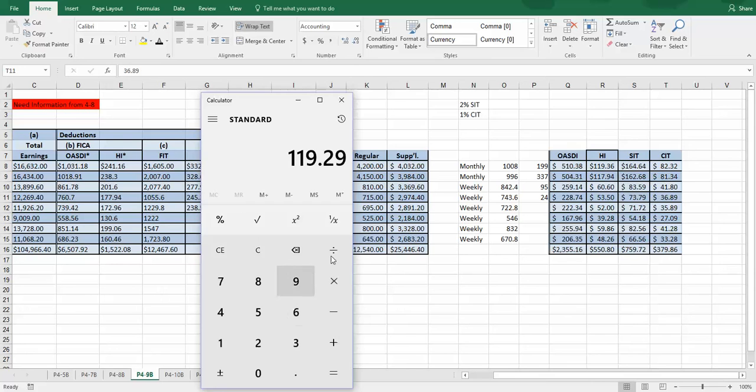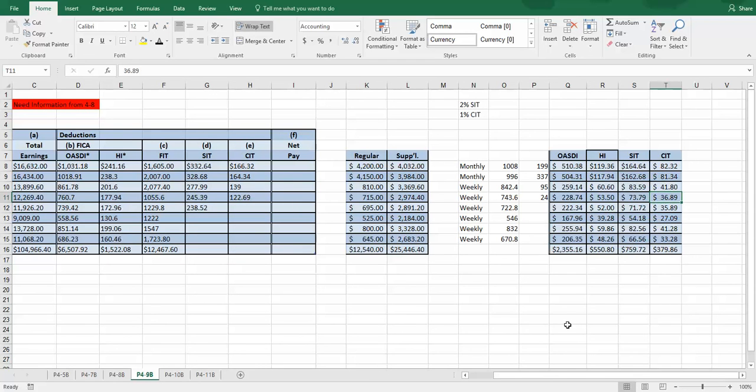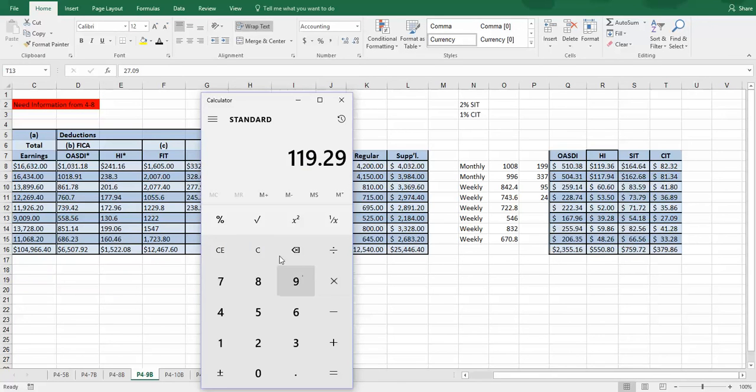Up there it is. The city income tax should actually be $35.86. So let's take 695 times 1% times 12 plus 35.86, $119.26.